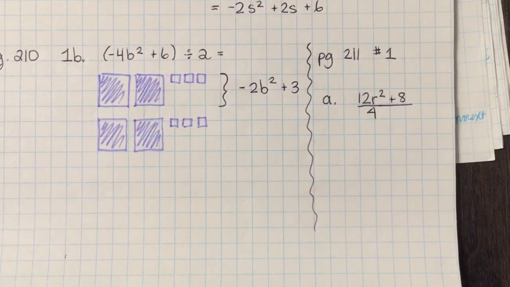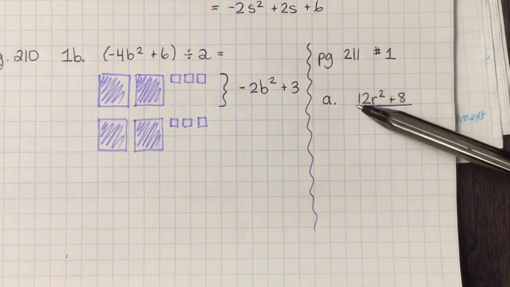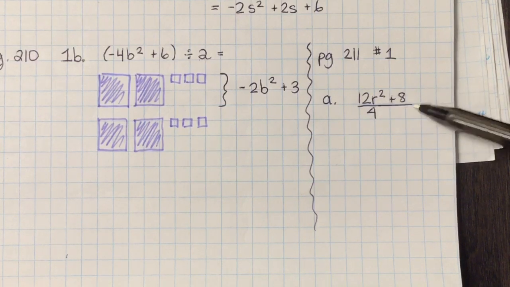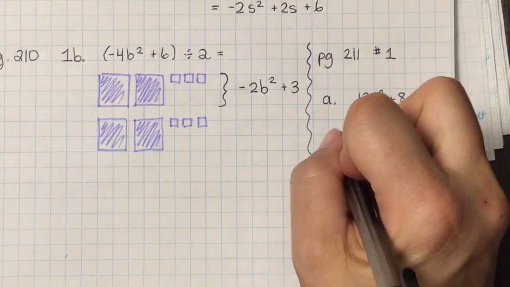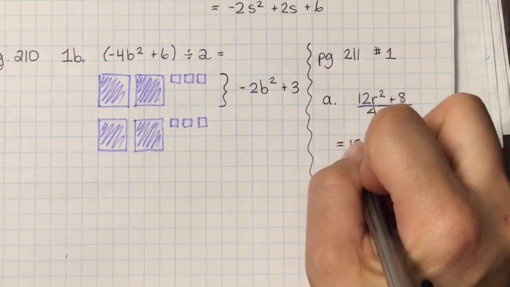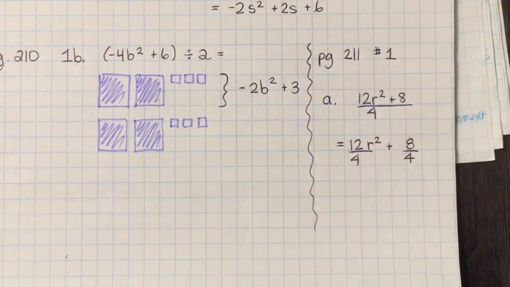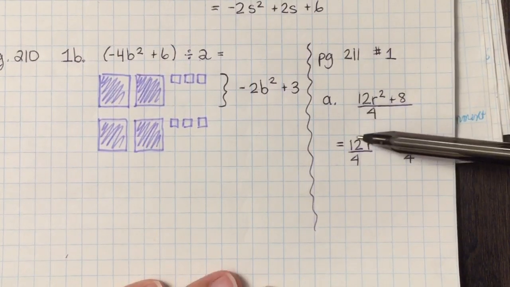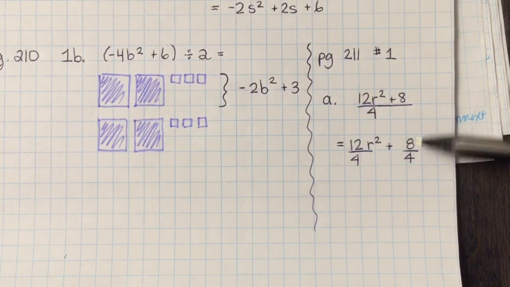Okay, so if we want to find the quotient here, the first thing I want to do is rewrite this so we have 2 fractions, because we have 2 different terms. I want to have 2 separate fractions. Okay, so I'm going to have 12r squared divided by 4 plus 8 divided by 4. And what I try to do here is line up the numbers, line up the variables, and it makes it easier when I'm looking at what I'm doing to divide.